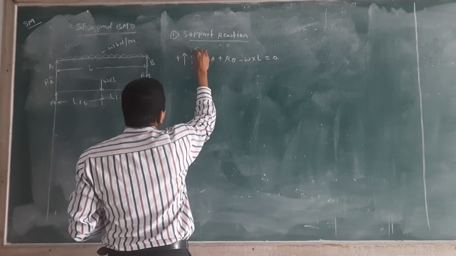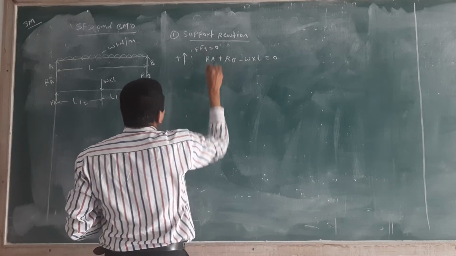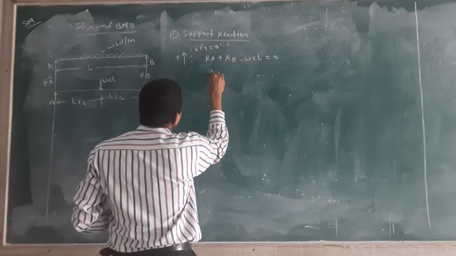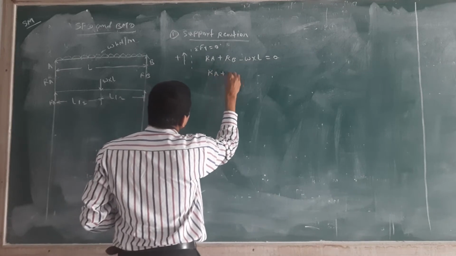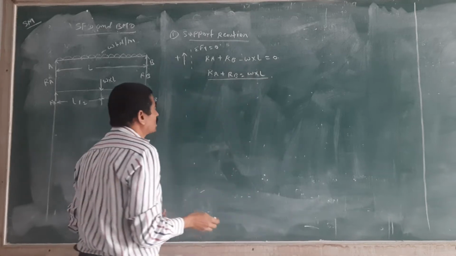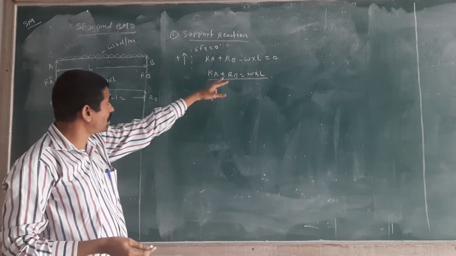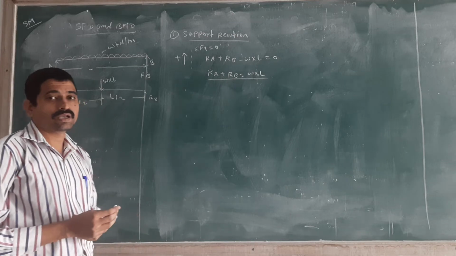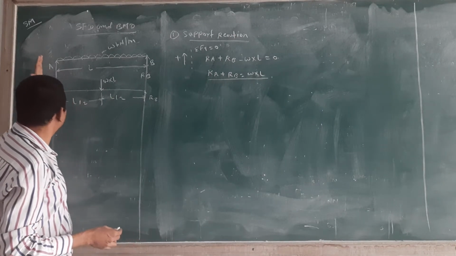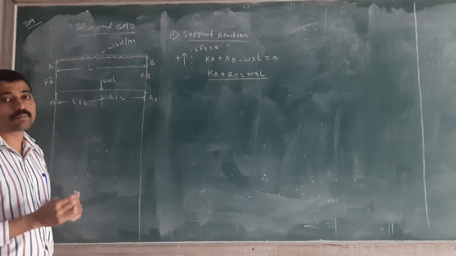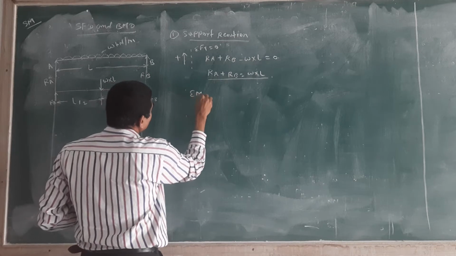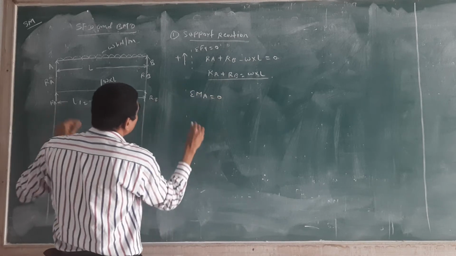I will write here summation of Fy, the vertical forces, is equal to 0. Then you will get the first equation: RA plus RB is equal to W into L. But we have two unknowns. We want to calculate any one value. Then you have to take the moment about a point, either point A or point B, any one point. I will take summation of MA equal to 0 at point A.